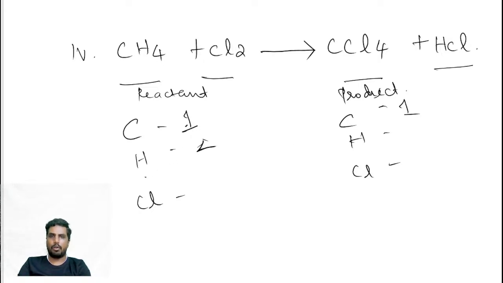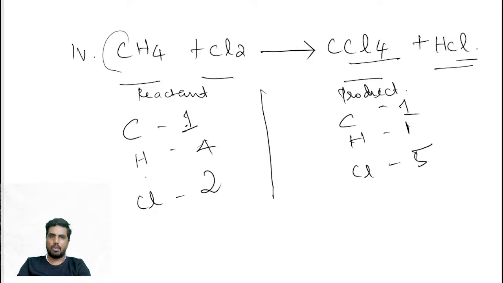How many H is there? It is 4. Here how many H is there? Here only 1 H is here. And Cl, how many Cl is there? 2 Cl is there. Here how many Cl? Here 4 Cl and here 1 Cl. It is 5 Cl. Clear? I hope everyone understands about this divisions, right?